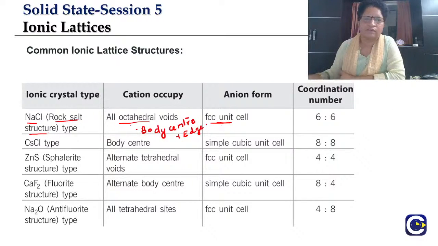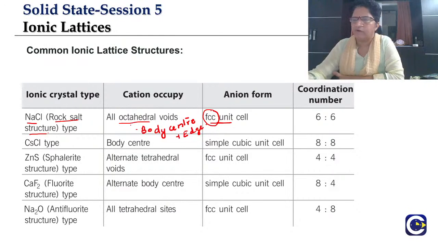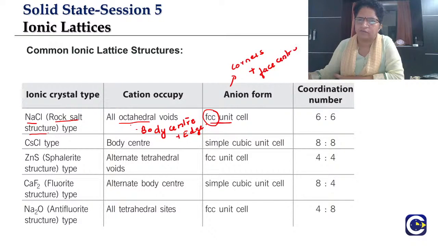So what is the crystal type? We call it a face-centered cubic crystalline structure because we also have lattice points at the center of the faces. So anions would be present at corners and face centers. So we say the crystal lattice is FCC. Where are the cations present? They are present at the body center and the edge centers.